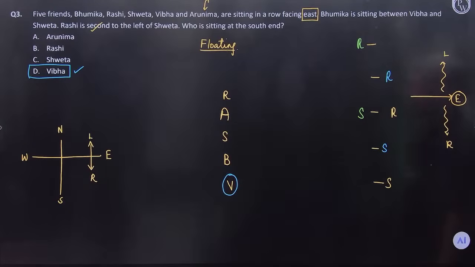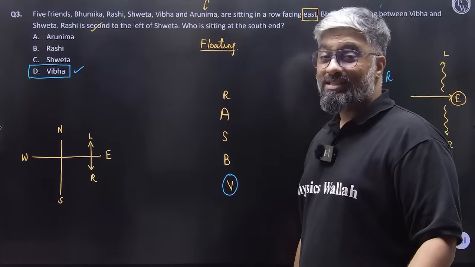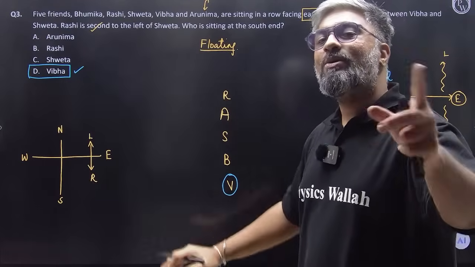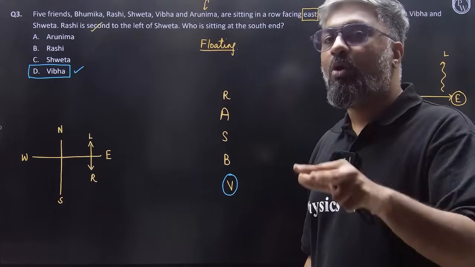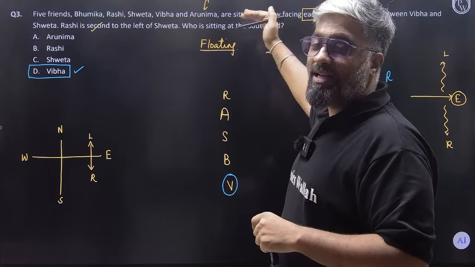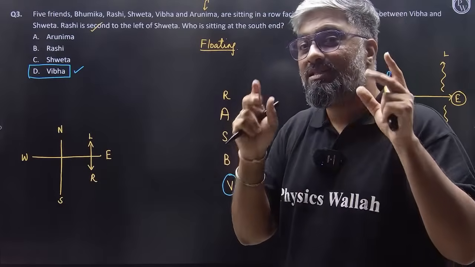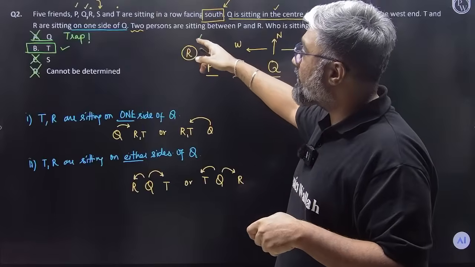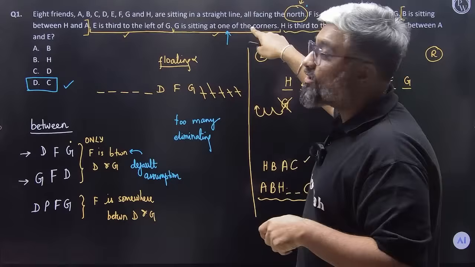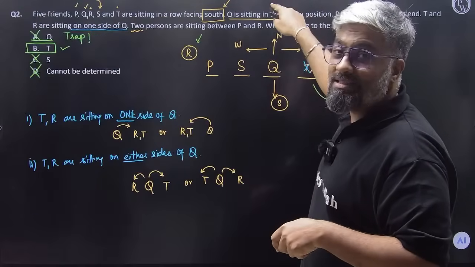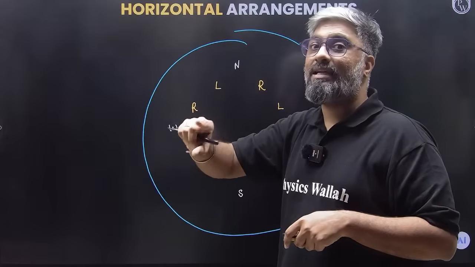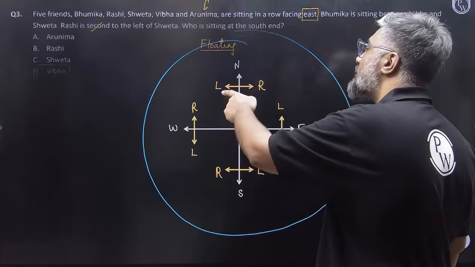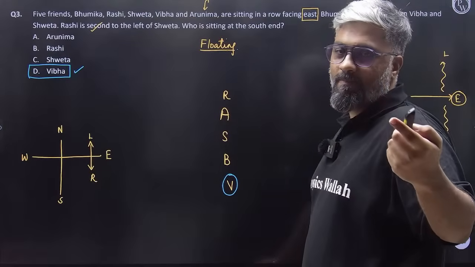So sometimes fixed will work, but sometimes floating will work. You have to take a call and you will know when you look at the conditions, right? Here, no condition was giving us a specific place for somebody to sit. In the previous ones, we did have that, sitting on the corners, sitting in the center, that gave us a direct giveaway. But here, since we did not have that, we went for floating.